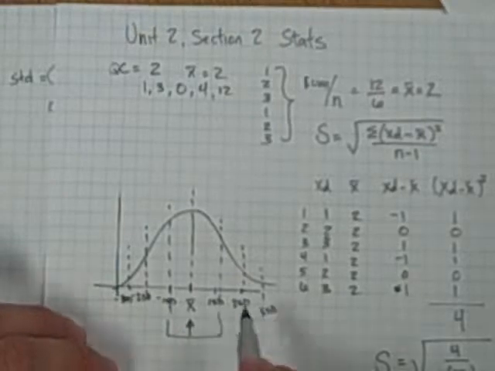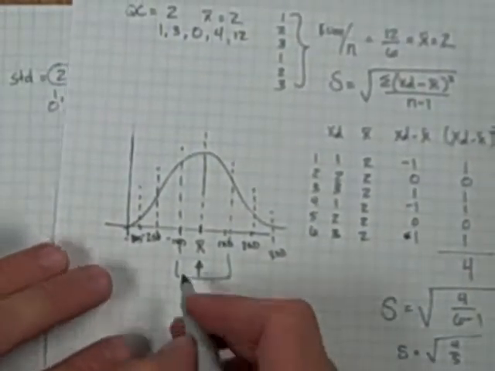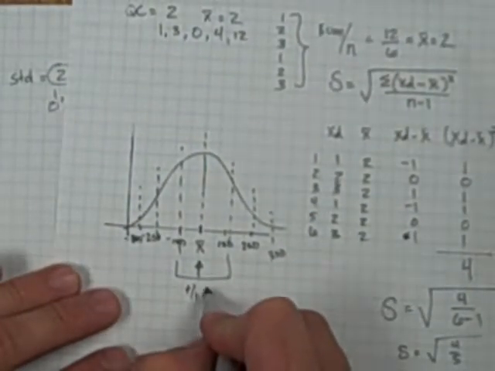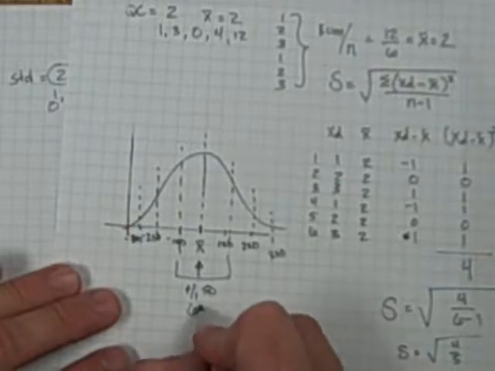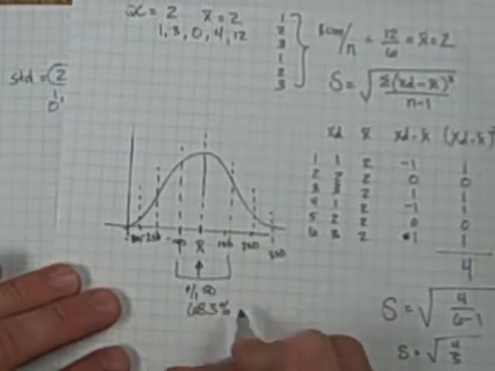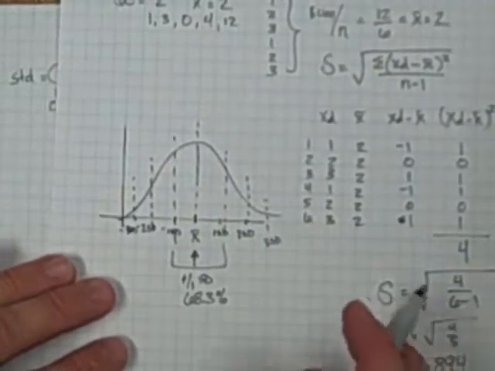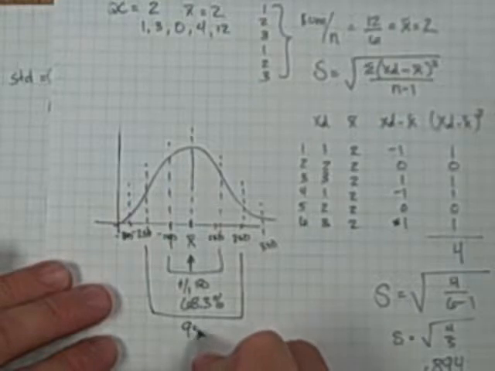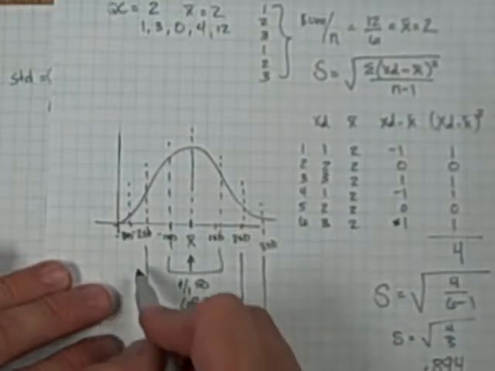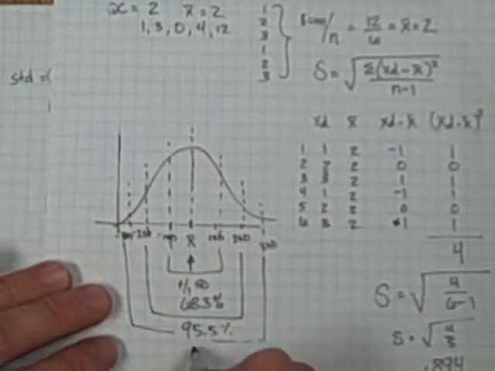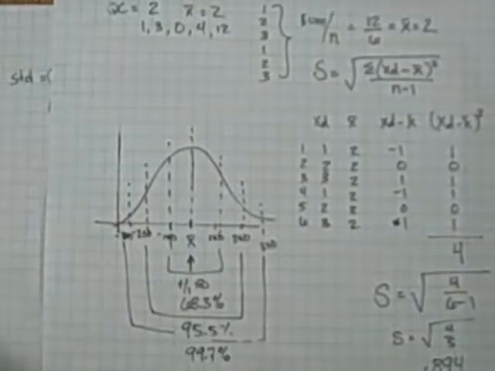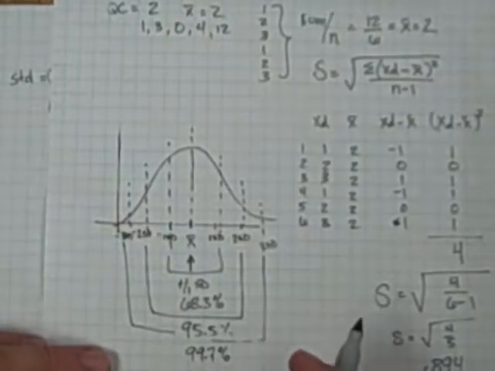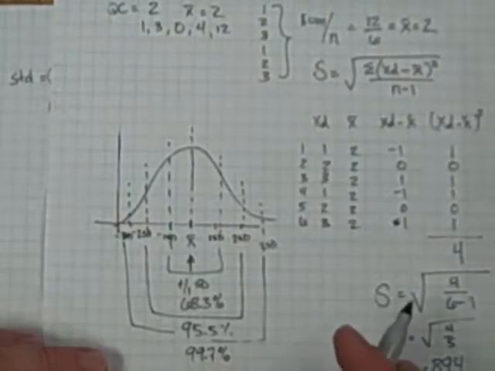So if I'm talking within plus or minus 1 standard deviation, we're going to find that about 68.3% of all the values will fall into that group. Going out 2 standard deviations, we're going to find that about 95.5% fall in there. And if I go out the full 3 standard deviations, I'm going to find that about 99.7% of all my values are going to fall within plus or minus 3 standard deviations.